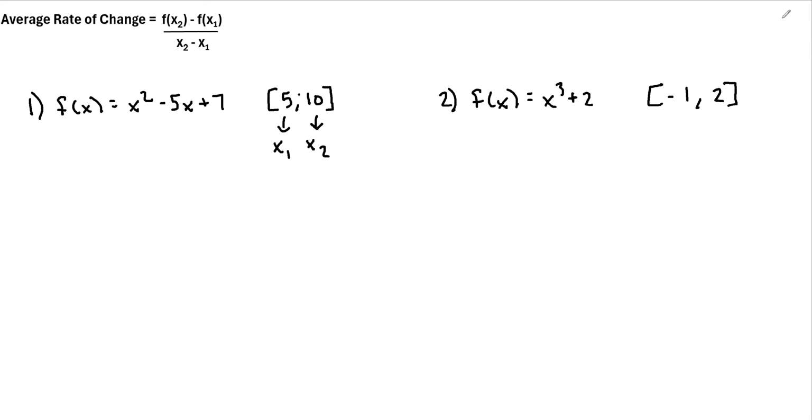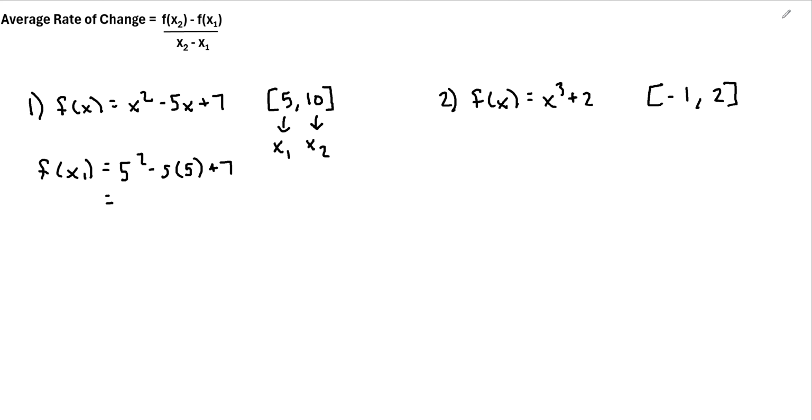So all we need to do to solve this is plug each of these values into this function and solve for the function. And then we'll plug whatever we get back into this rate of change formula. So let's plug in 5 into this function. So we'll say f of x sub 1 is equal to, so we're going to plug in 5 for each x value. So 5 squared minus 5 times 5, plus 7.